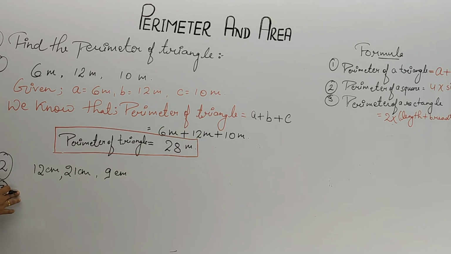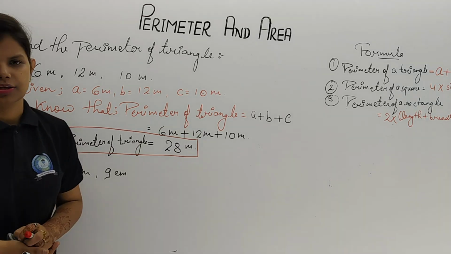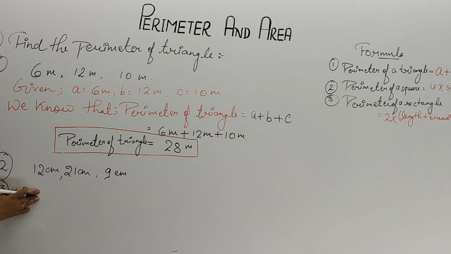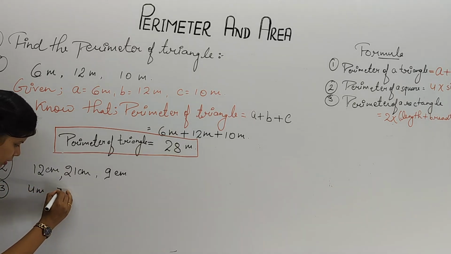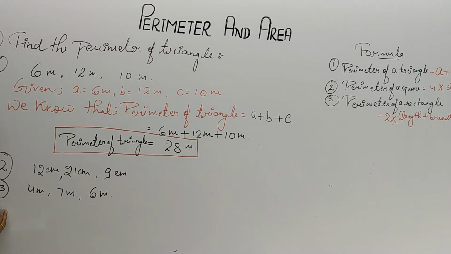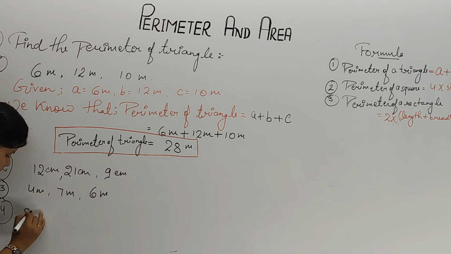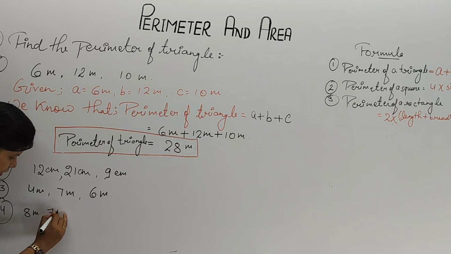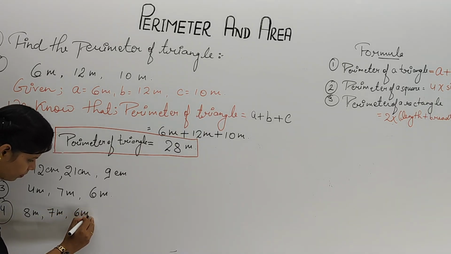These questions you have to solve and give your answers in the comment section. Clear? The third problem is given. For this one, we can go with the long method as well as the short method. Like first problem of yours, 4 meter, 7 meter and 6 meter. Next your question is given. So please note it down. Next of yours is given, 8 meter, 7 meter and 6 meter.